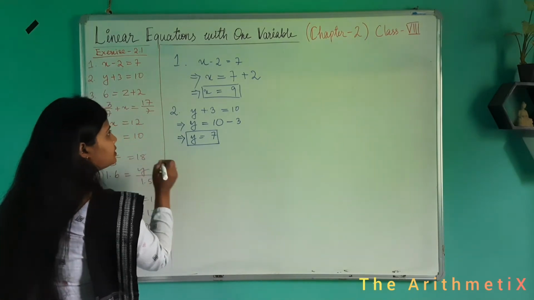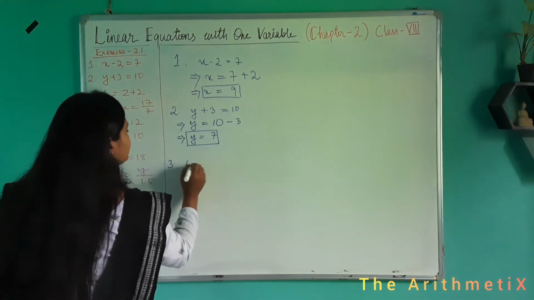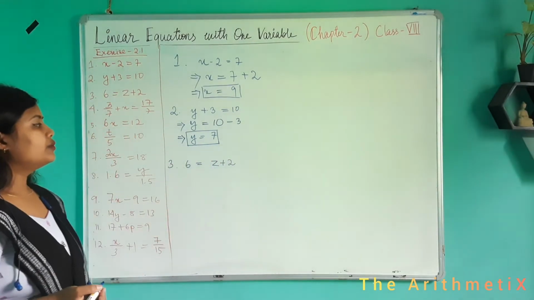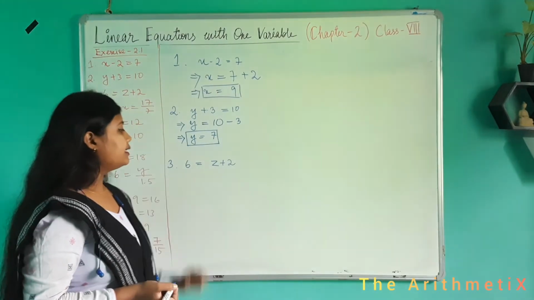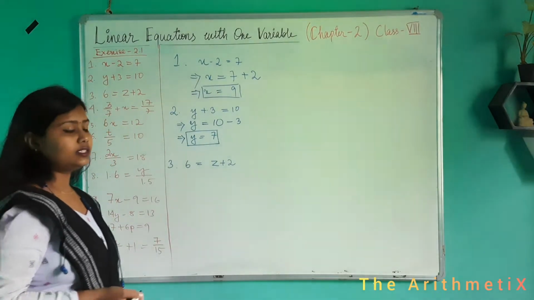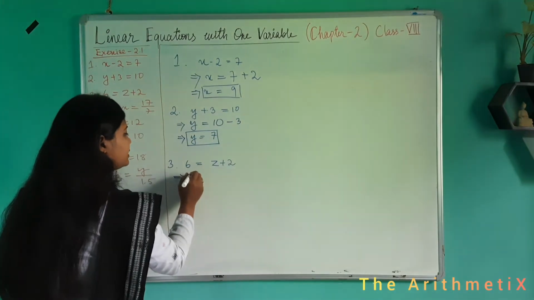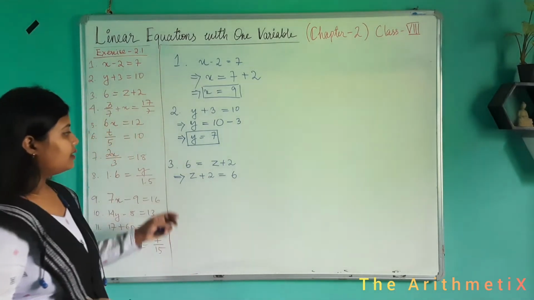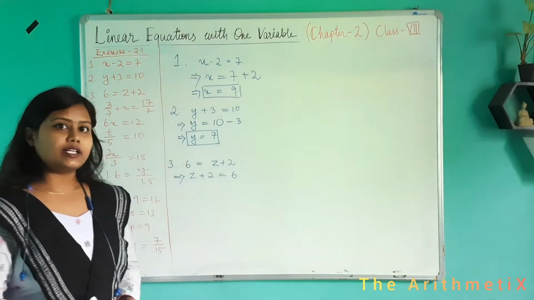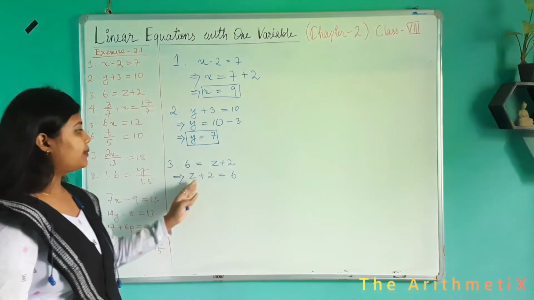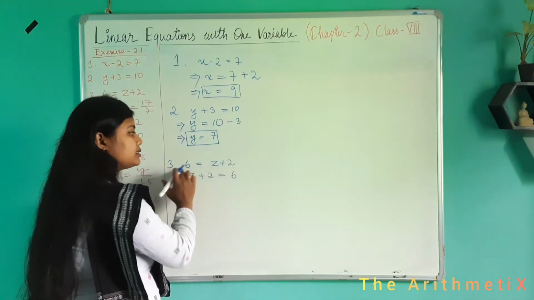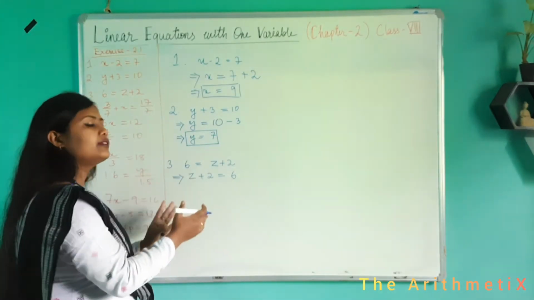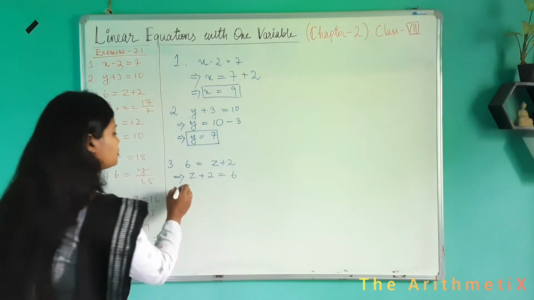Now see question number 3. This is 6 equal to z plus 2. In this equation we have our variable on the right hand side. So there is no need to worry. Just interchange the sides. z plus 2 equal to 6. After interchanging, the value remains the same. We have not done any subtraction, addition, multiplication or division. So the value remains the same if we change the sides also.